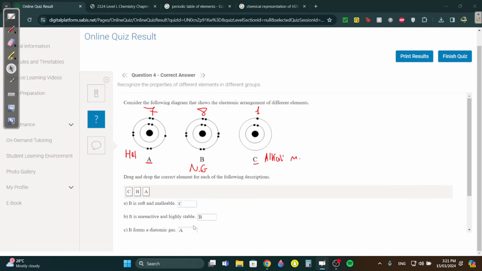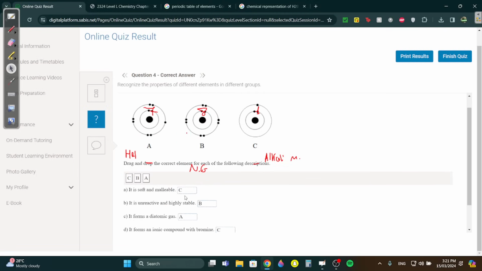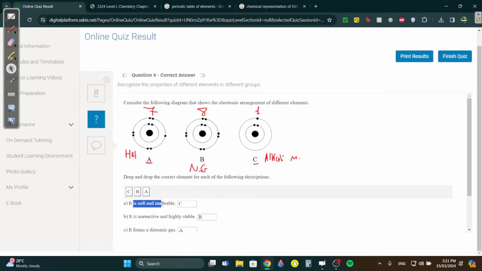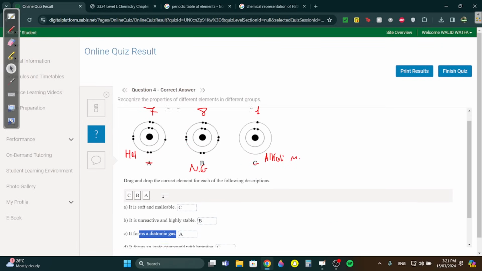So we have to now fill these in. Soft and malleable. Which one's soft and malleable? Soft and malleable means they're talking about alkali metals. Which one from these are alkali metals? We said C because it has 1 electron. Unreactive and highly stable. Which ones are unreactive? You know that the noble gases are unreactive. Which one here is the noble gas? We said B because it has 8 electrons. Which one forms a diatomic gas? It's A because the halogens all form diatomic gases.